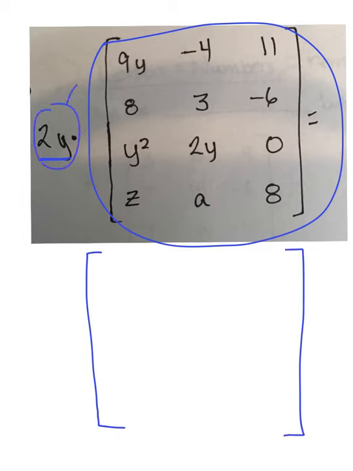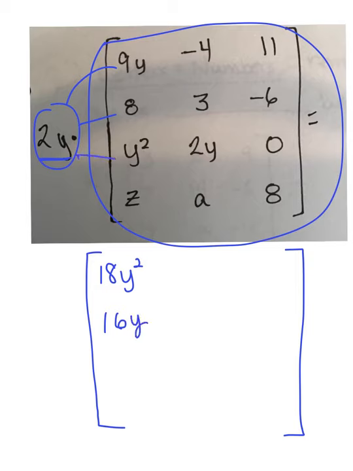Okay, so 2y times 9y. So 2 times 9, you do that first, that's 18. And then the y and the y is, how many y do you have? You got 2 of them. So it's 18y squared. 2y times 8, 2 times 8 is 16, and there's just 1 y in this case.